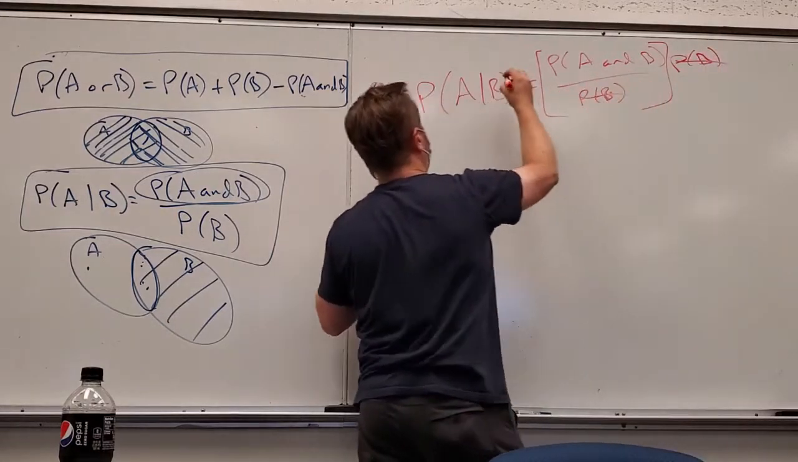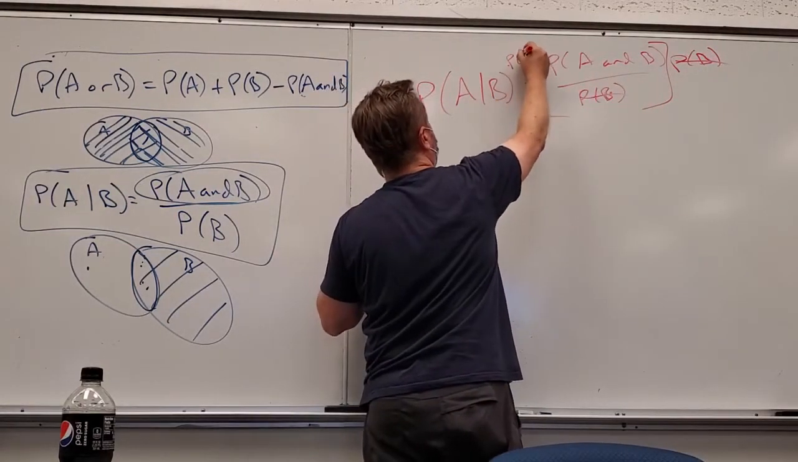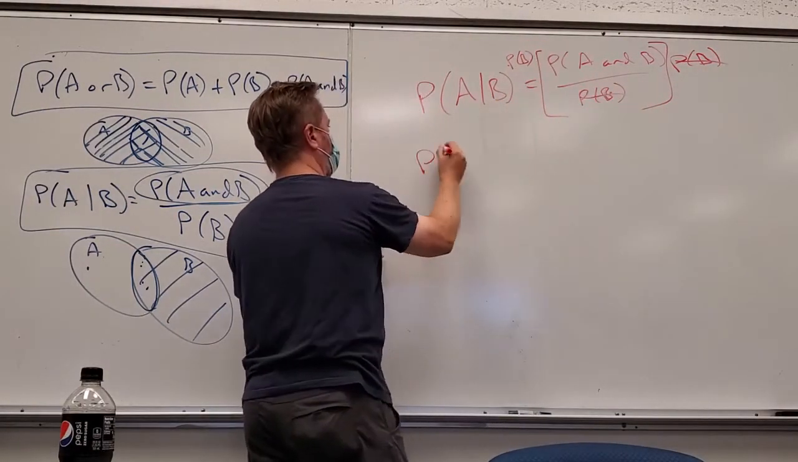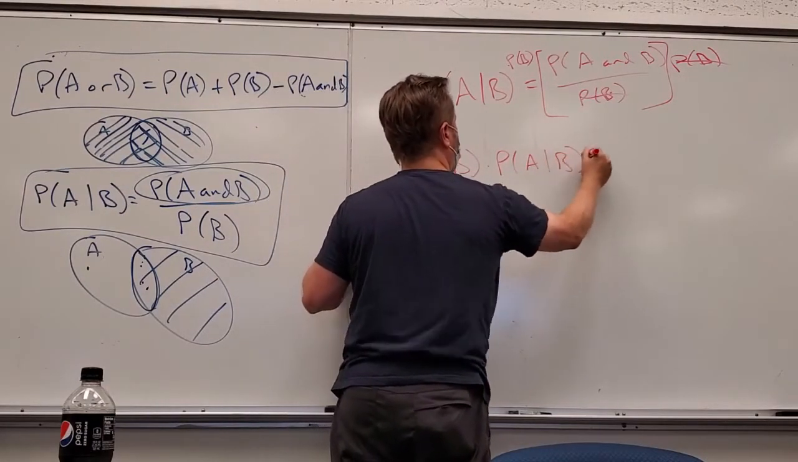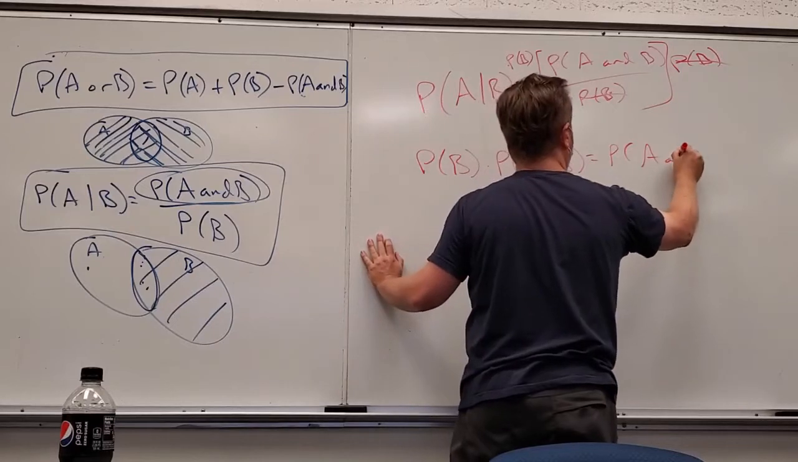So it cancels. Let me put it down here. So probability of B times probability of A given B equals the probability of A and B.